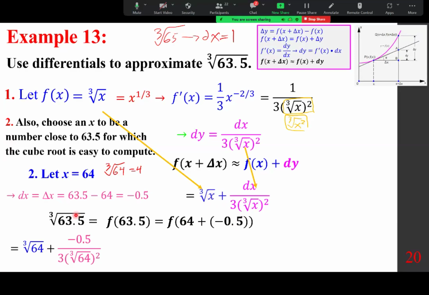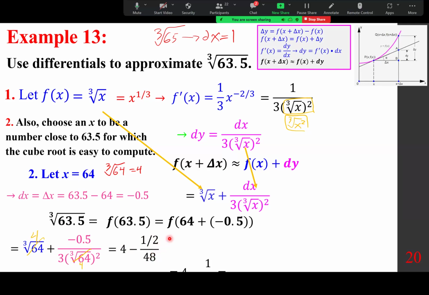Cube root of 64, it's 4. This is 4. You square it, you get 16 times 3, you get 48. Now, there's a reason I'm changing to a fraction on purpose, because first I want to give you the exact answer. And so negative 0.5 or negative 1/2, plus times minus, 1/2 over 48 means 1/2 times 1/48, which is 1/96.